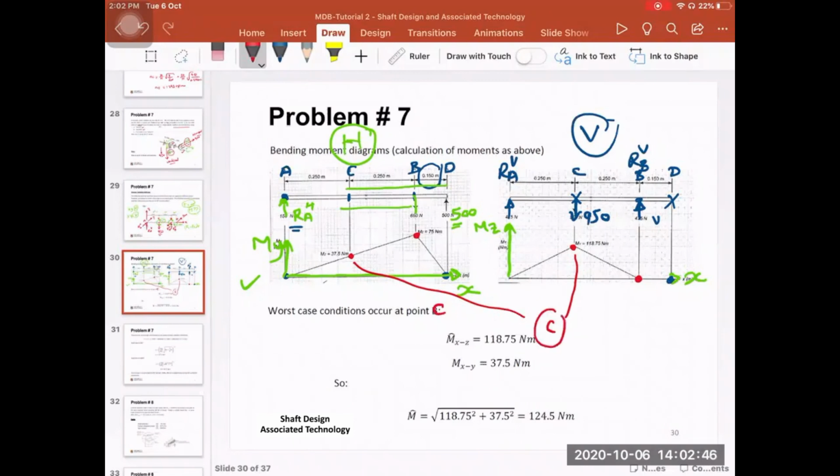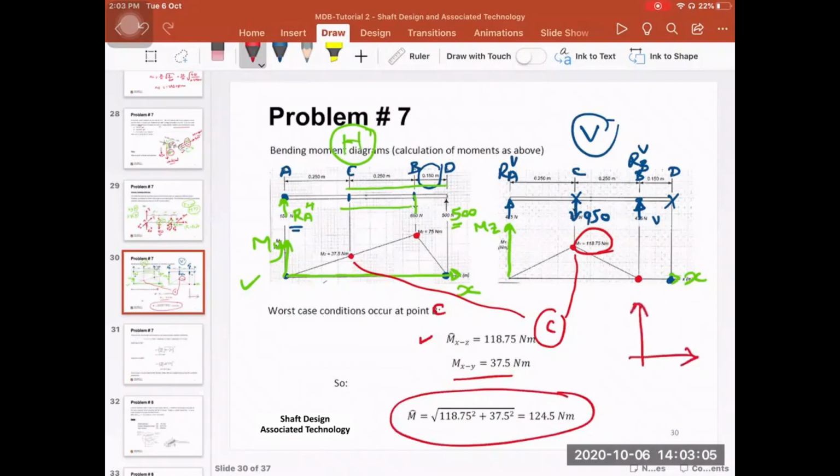So the bending moment based on the XZ plane, which is the vertical plane, is 118.75. The bending moment based on the XY plane is 37.5. To add these two together, you should use the Pythagoras theorem because you have two bending moments perpendicular to one another. One is the bending moment in the horizontal direction, the other is the bending moment in the vertical direction. So it is added like this.